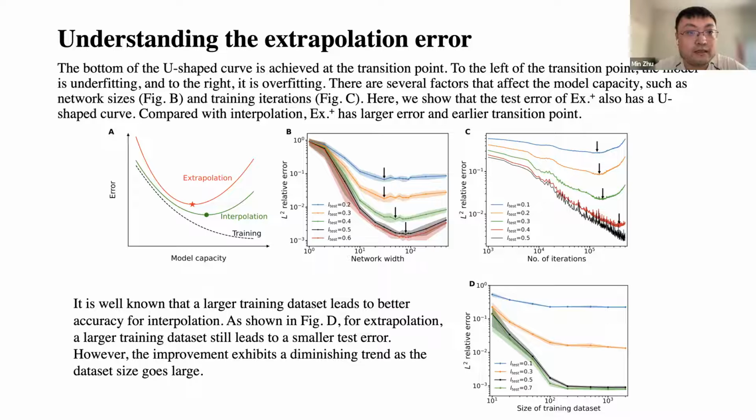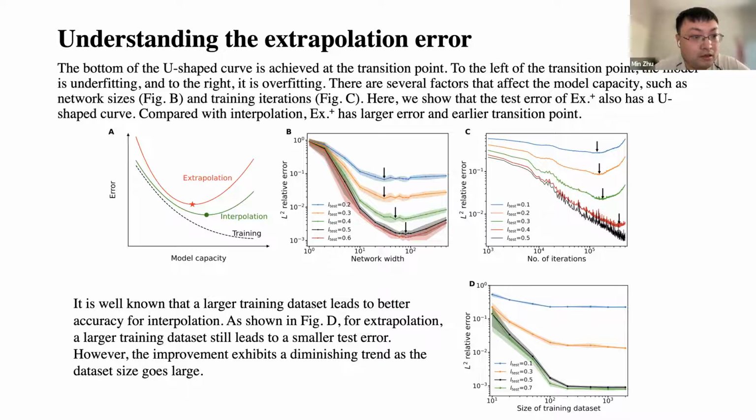There are several factors that affect the model capacity, such as the network size, that is figure B, and the training iterations, that is figure C. Here we show that the test error of extrapolation plus also has a U shape, compared to the interpolation. The extrapolation plus has a larger error and an earlier transition point.